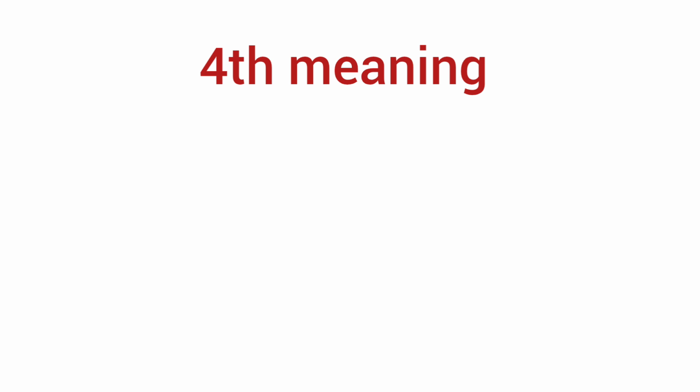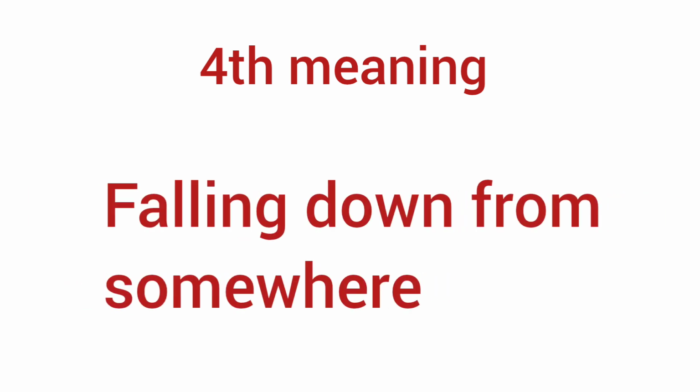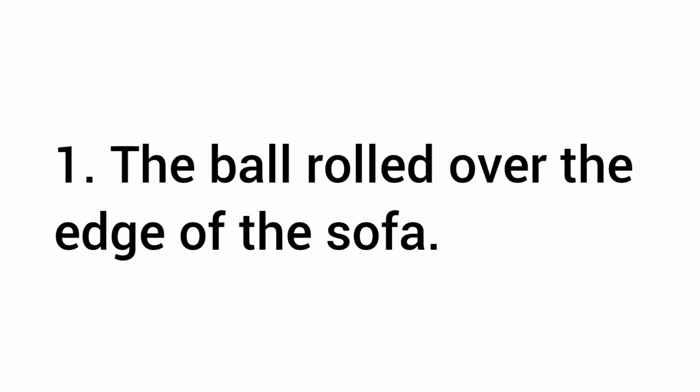Fourth meaning, falling down from somewhere. Based on this meaning, I will give you 2 example sentences. First, the ball rolled over the edge of the sofa. It means the ball dropped from the edge of the sofa. Second, John jumped out of the car just before it went over the cliff.